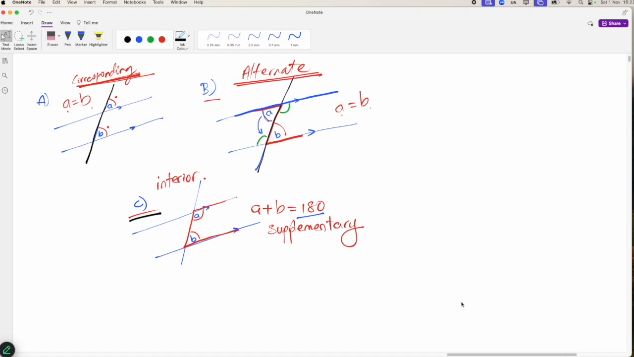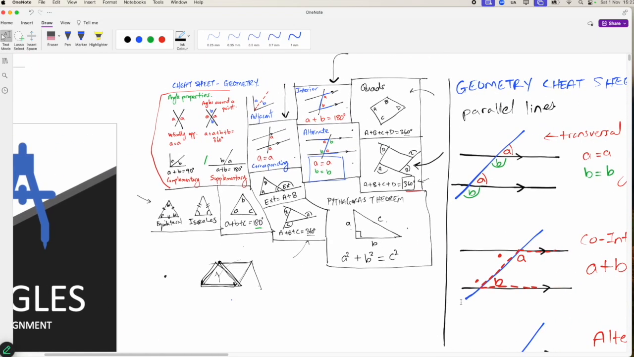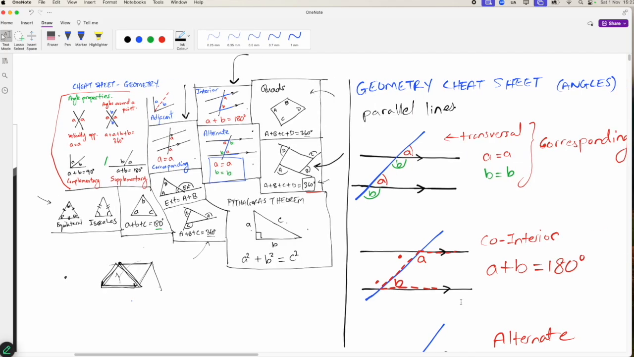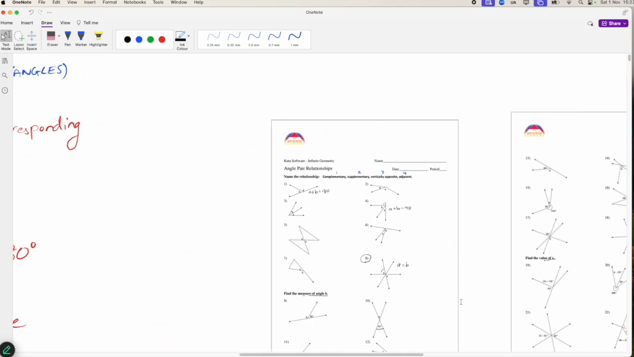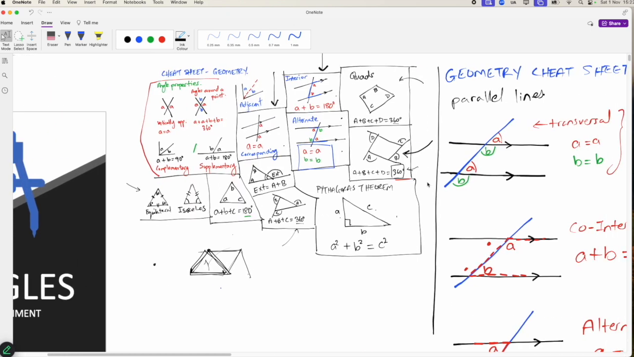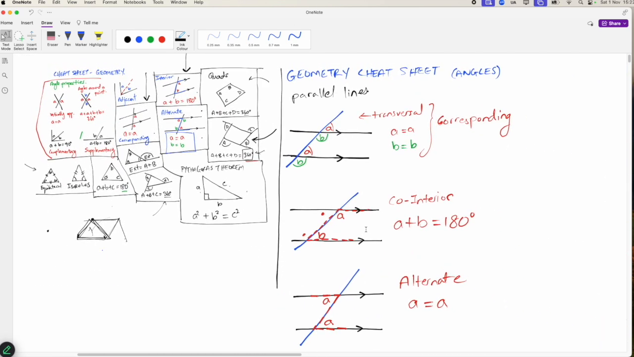Now, I'll tell you something straight up. This is a cheat sheet of everything. But this is things we do yet. Yeah, but this is pretty much what the cheat sheet of everything looks like.